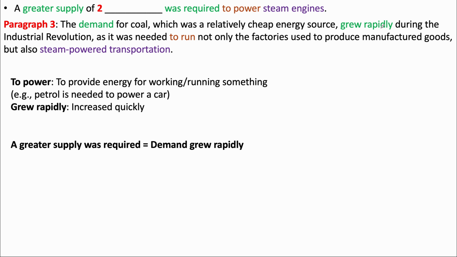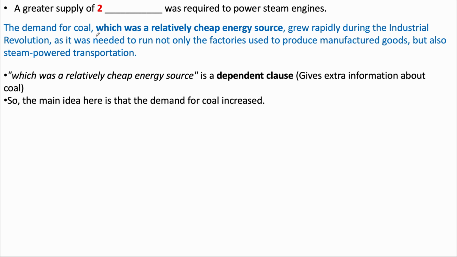The first sentence is quite long. Let's break it down to understand it better. Which was a relatively cheap energy source is a dependent clause. It gives extra information about coal. It tells us that coal was inexpensive and used as a source of energy. If we remove this part, the main sentence still makes sense. So, the main idea here is that the demand for coal grew rapidly or increased quickly.